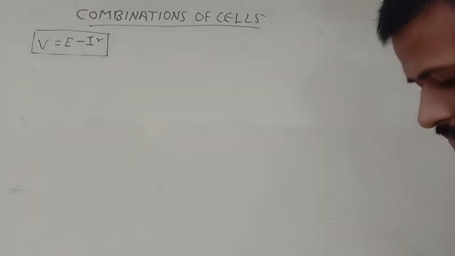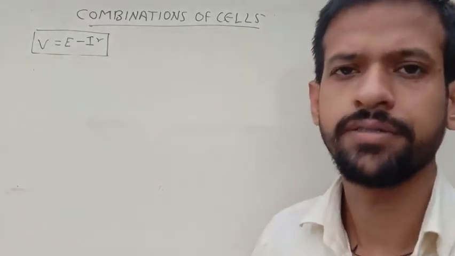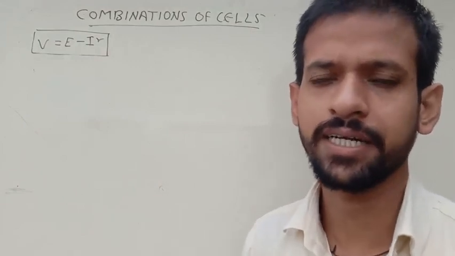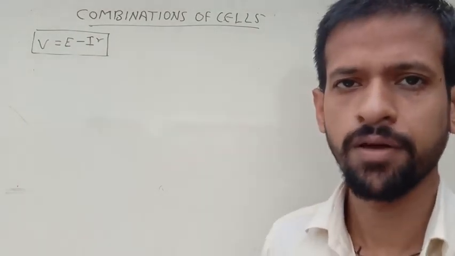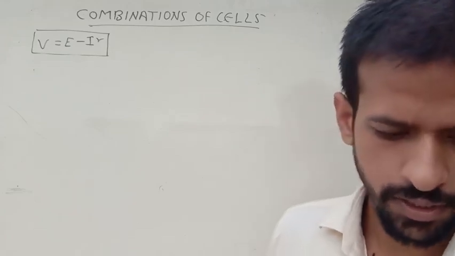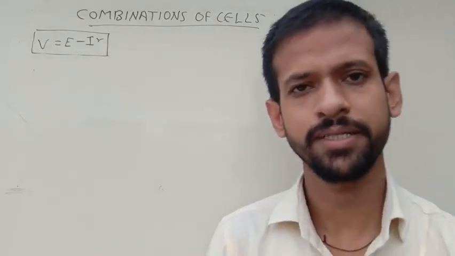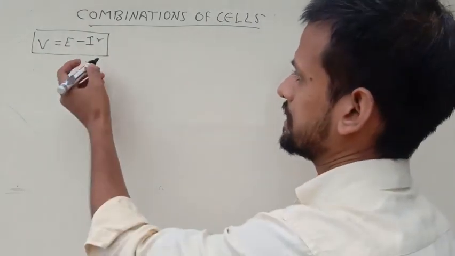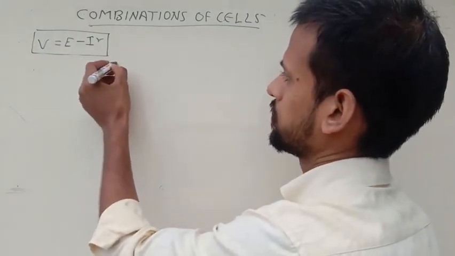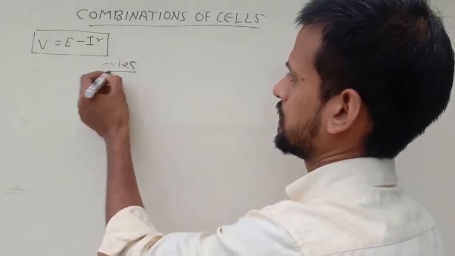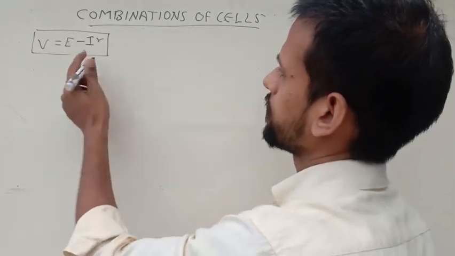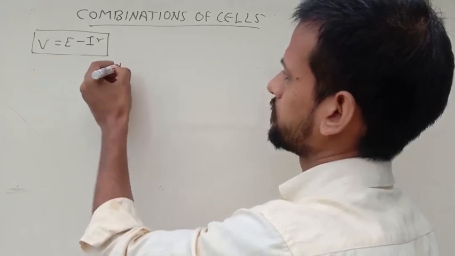The combination of cells is the same as the combination of resistors and the combination of capacitors. So there are two methods to combine the cells: series combination and parallel combination. First of all, series combination.